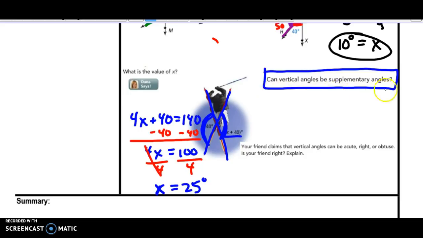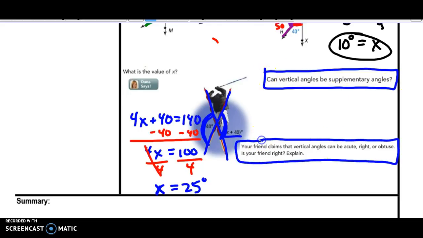So let's talk about these questions in our table groups. Can vertical angles be supplementary? And then let's decide if they can also be acute, right, or obtuse. So we will talk about that together, and then you can start your 10-5 homework.